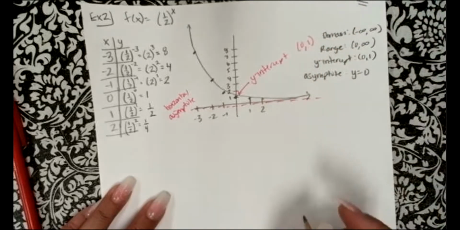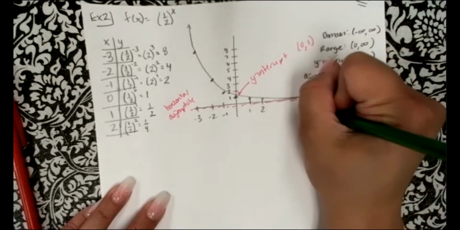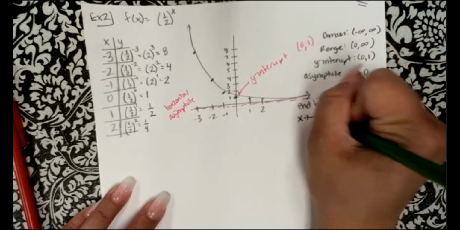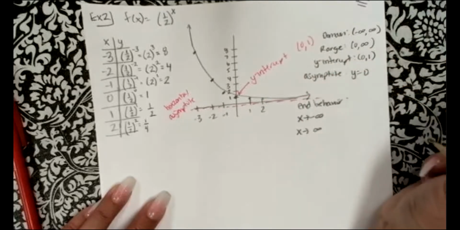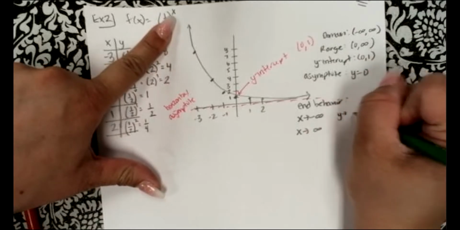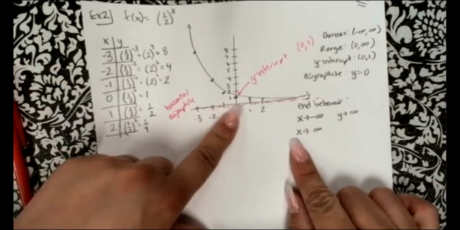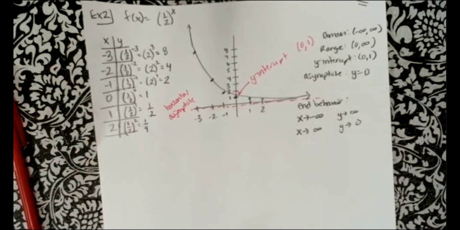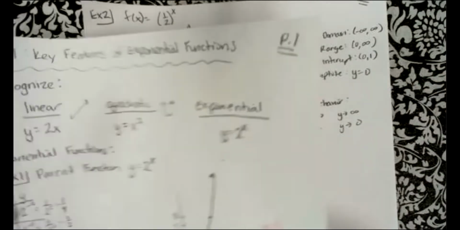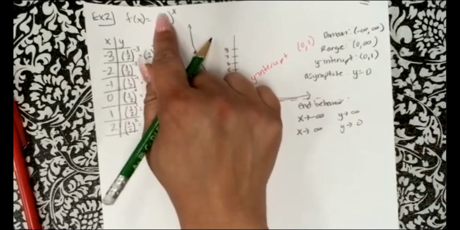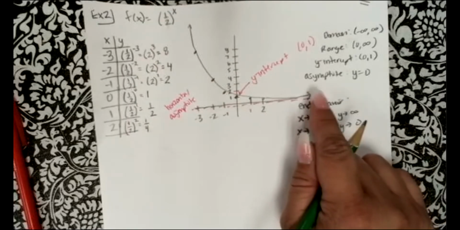Now the end behaviors is where it's going to change. So let's go, x goes to negative infinity and x goes to positive infinity. So as x goes to negative infinity, the y is going to positive infinity. As x is going to positive infinity, the y is going to 0. So what I want you to notice is right here on 2 to the x, it's increasing on the tail end. But right here, how you have a 1/2, which is a number less than 1, it's decreasing at the end.